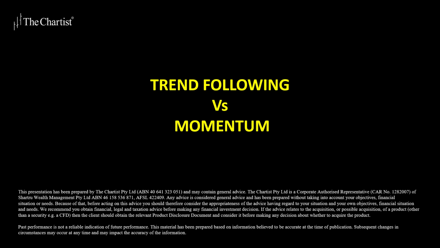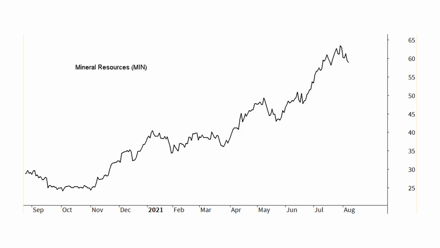Now, I mentioned that trend following and momentum are, in strategy style, one and the same thing. But on a more granular basis, they're slightly different. So this is a chart of Mineral Resources. This is an ASX stock, and it's showing a pretty clear uptrend that's been persistent for 10 months. Yes, there are some periods where it goes sideways for a little while and dips a little bit, but more or less we have a very nice, strong uptrend in place.